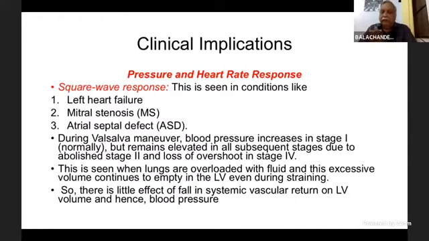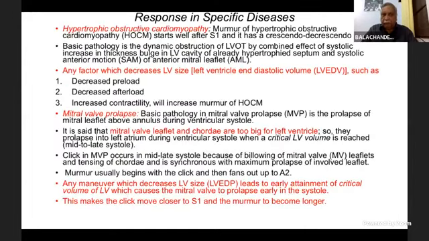We are a little bit deviating from the auscultation, but the square wave response is seen in conditions like left heart failure, mitral stenosis, and atrial septal defect. So during the Valsalva maneuver, the blood pressure increases, but remains elevated in all stages of heart failure. And this, of course, you know, when the lungs are overloaded. So there is little effect of fall in systemic venous return on the volume and hence the blood pressure.